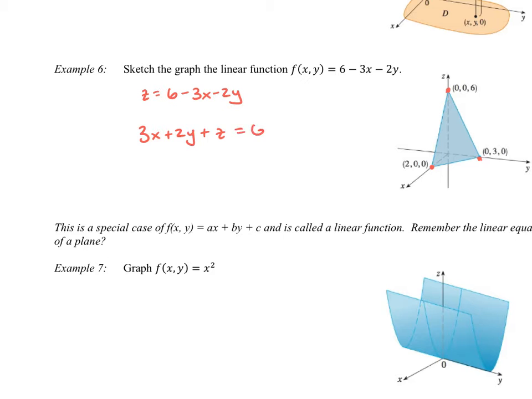You could even rewrite it like this if you'd like. This should look really familiar to you. This is the equation of a plane, and we studied this linear form of the equation of a plane in section 9.5. So I hope that helps. As a quick review, the normal vector is 3, 2, and 1.